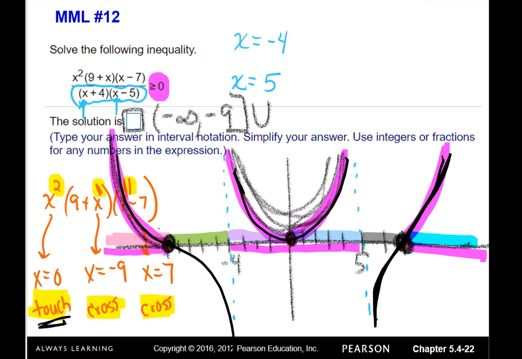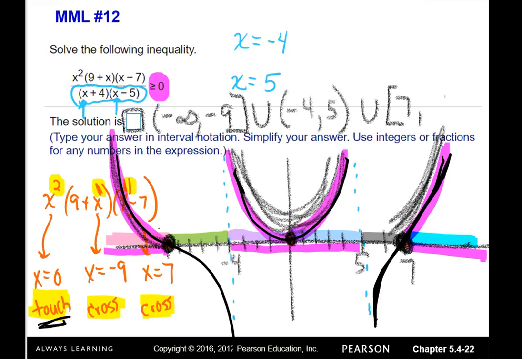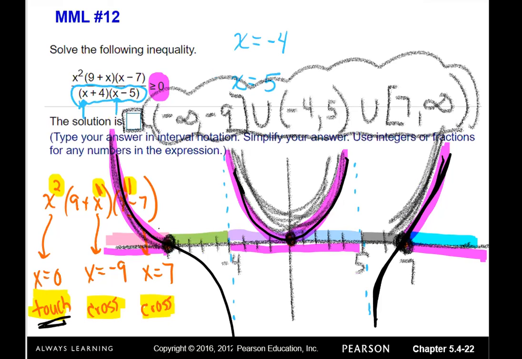So now I'm back to this in between. That's going to be from -4 to +5. Union one more, because now I got this guy, which is above the x-axis, and he started at 7, and that's an x-intercept, so include him. 7 to infinity. And that's the actual answer to this whole problem. That was fun.